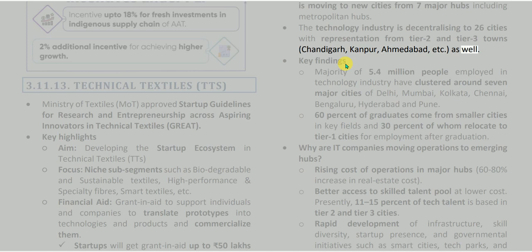Key findings: A majority of the 5.4 million people employed in the technology industry have clustered around 7 major cities: Delhi, Mumbai, Kolkata, Chennai, Bangalore, Hyderabad and Pune. 60% of graduates come from smaller cities in key fields, and 30% of them relocate to Tier 1 cities for employment after graduation.